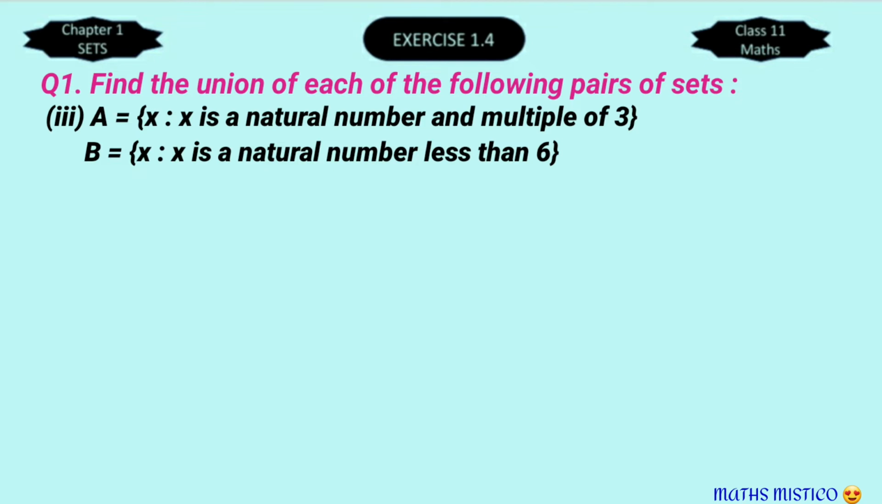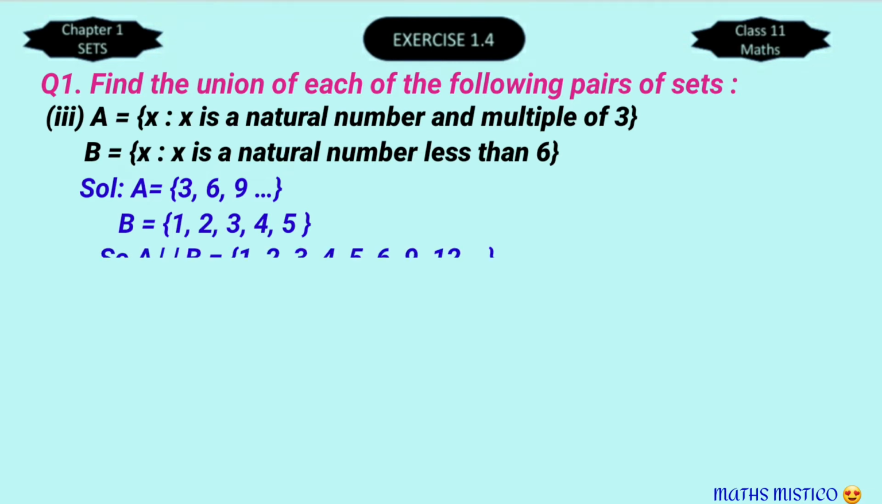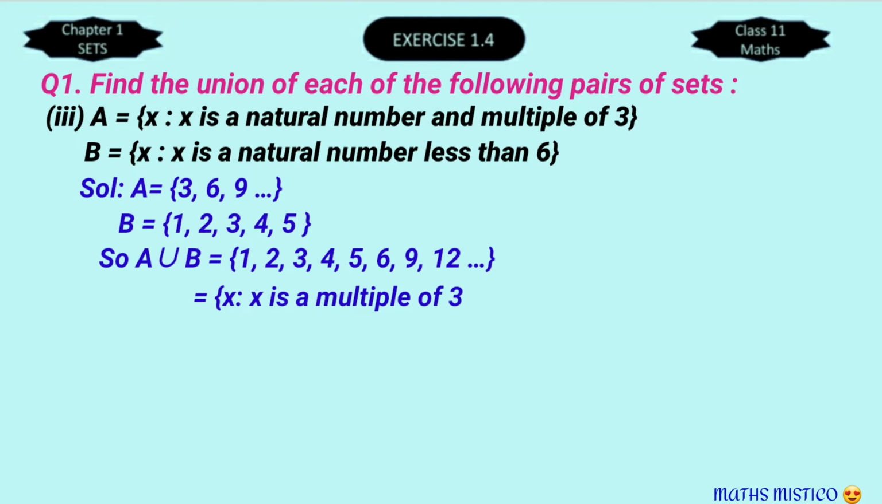A is a natural number and multiple of 3, so it will be 3, 6, and so on, and B contains natural numbers less than 6, so we have 1, 2, 3, 4, 5. But if we combine these two sets, we will get numbers which are not following any particular pattern. So we cannot write this answer in roster form. So A union B can be written as the set of all x such that x is a multiple of 3 or x is equal to 1, 2, 4, 5.